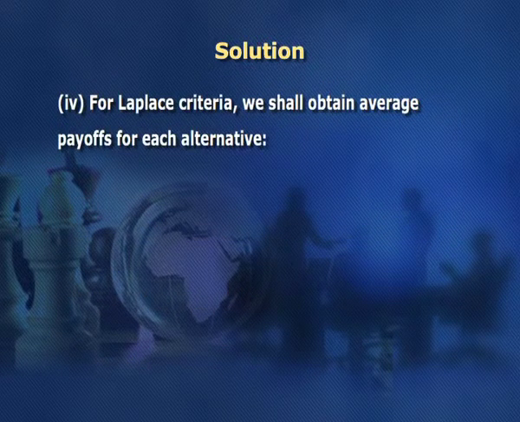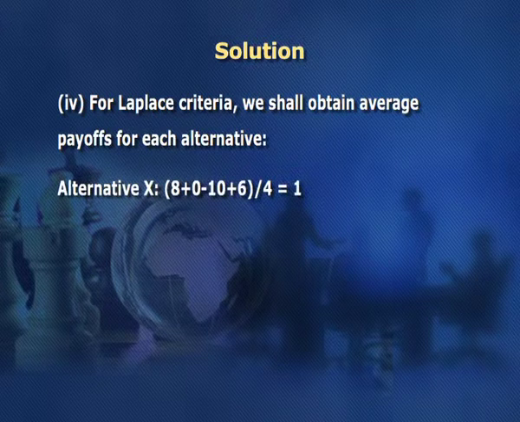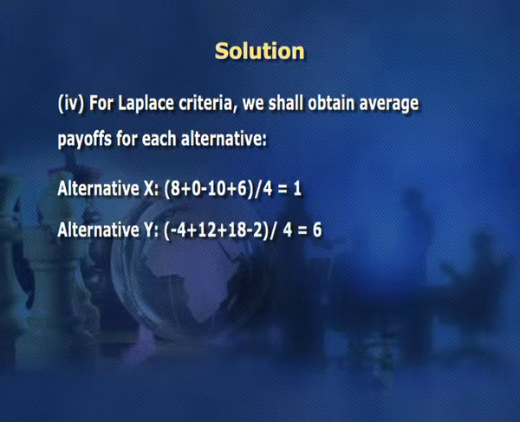And number 4, that is for the Laplace criterion, we shall obtain average payoffs for each alternative. That is for alternative X, we know the payoff values are 8, 0, minus 10 and 6. So, if we take an average, 8 plus 0 minus 10 plus 6 whole divided by 4, it comes to 1. Similarly, for alternative Y, it comes to 6.